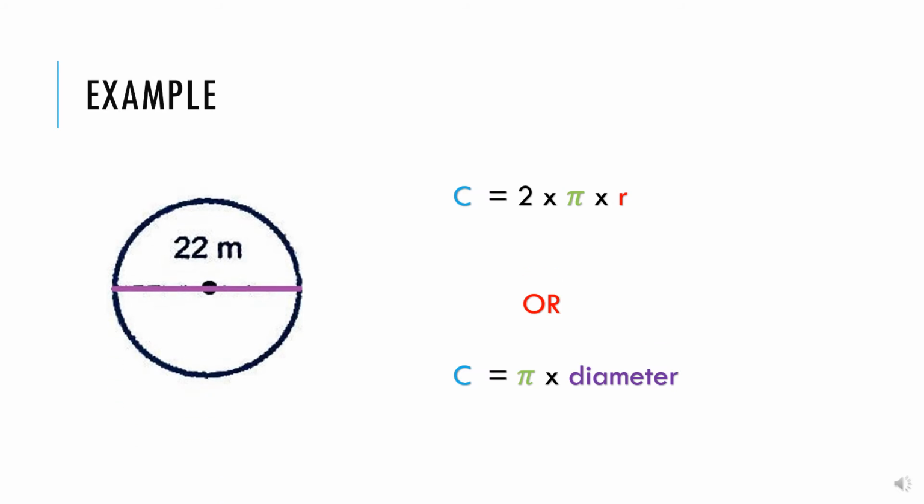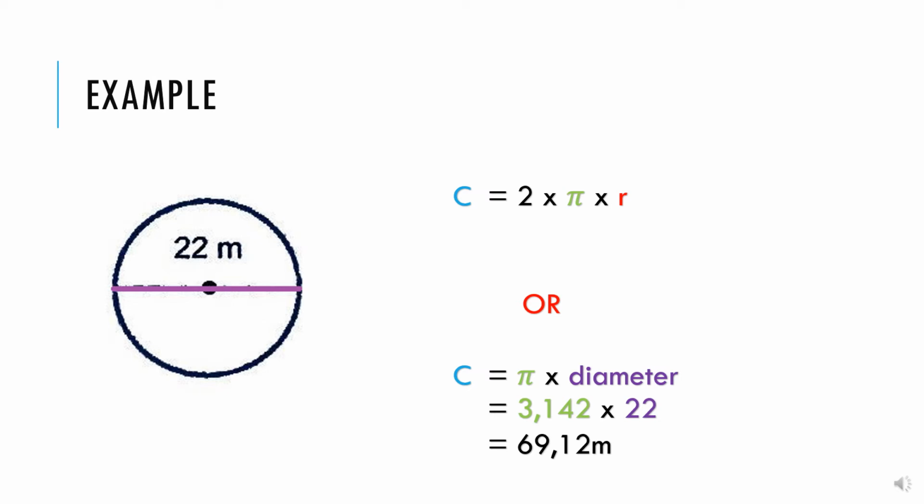However, if they give us the value of the diameter, it'll be easier to use the second formula given on the right side there. So we substitute the value of pi and the diameter into the formula, and that gives us the value as 69,12 meters. And that's the value of the circumference.